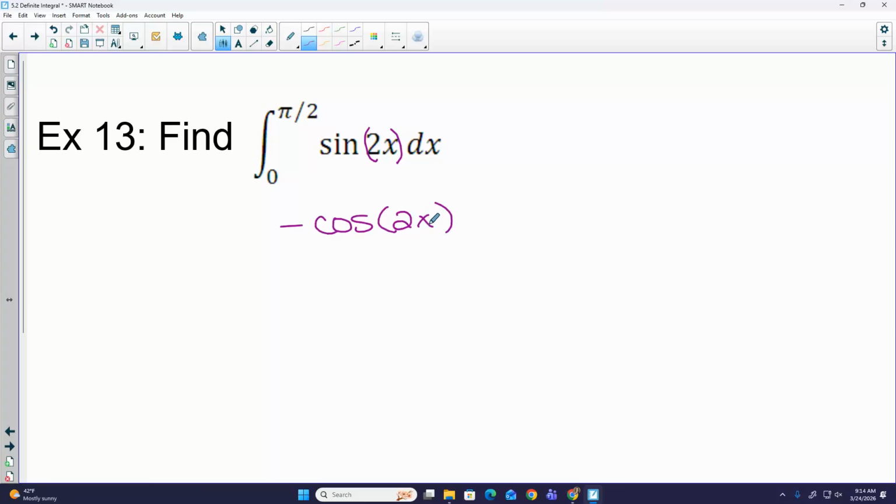But if I do this derivative, the derivative of cosine is negative sine, inside stays the same, times the derivative of the inside, which is 2. So what do I need to cancel that? It's a negative 1/2 cosine of 2x. And I'm evaluating from 0 to pi over 2.